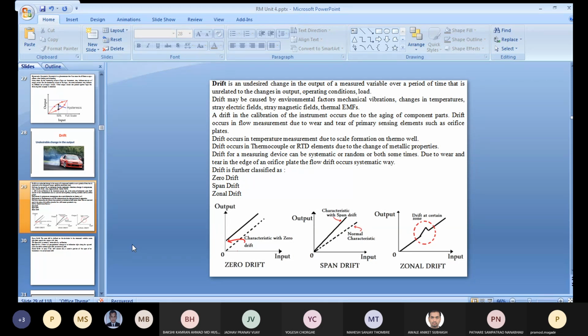like mechanical vibrations, changes in temperature, stray electric field, magnetic field, thermal EMF. So this is related to instrument.